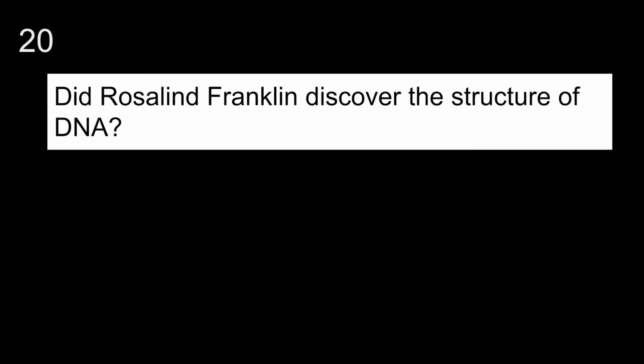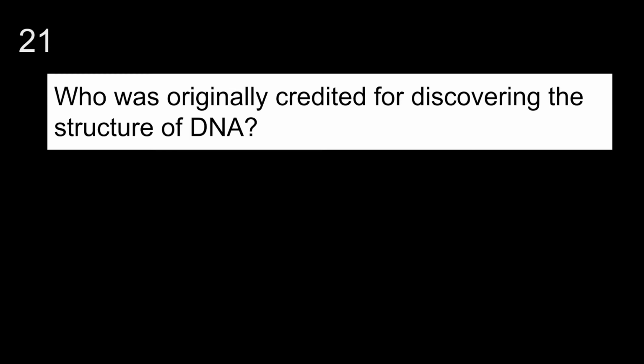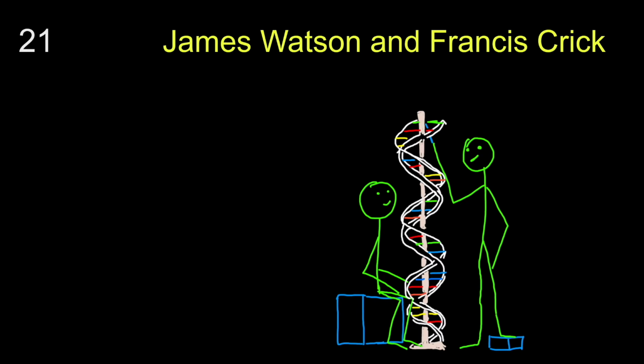Number 20. Did Rosalind Franklin discover the structure of DNA? The answer is no, but her work greatly contributed. Without her work, it would have been much more difficult for Watson and Crick to figure out that DNA was a double helix. Question 21. Who was originally credited for discovering the structure of DNA? The answer is James Watson and Francis Crick.